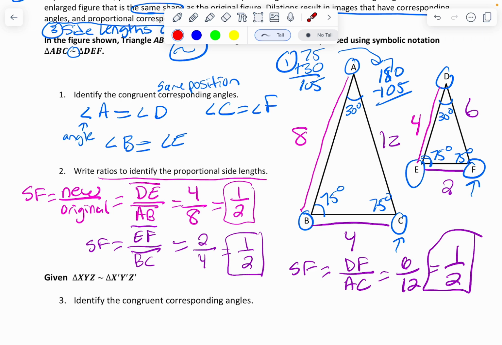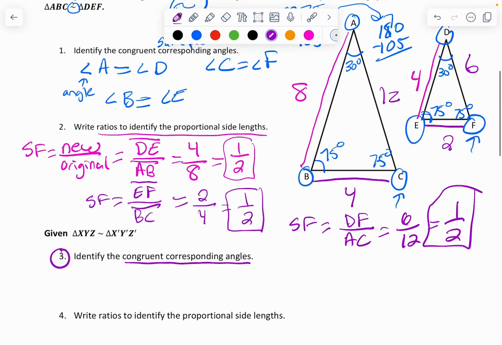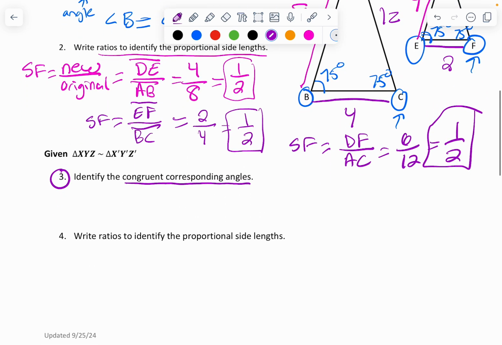Okay, now what happens if you take a look at the next section? So now we're looking at this one, and it says, given triangle XYZ is similar to X prime, Y prime, Z prime, identify the corresponding angles. Now the problem here is, do you see a pretty picture? No. So in math, if you don't see a picture and you need a picture, you're going to draw it.